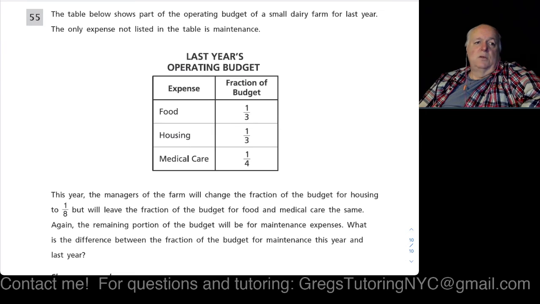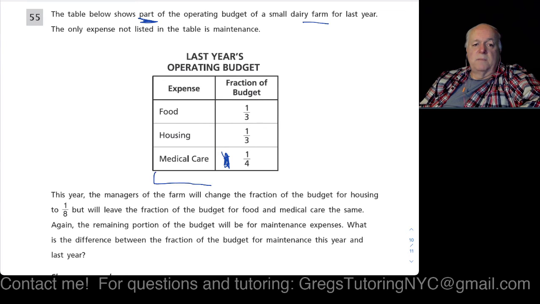And let's now look at the words. So it says the table below shows part. Okay, so remember I said there was a missing piece, right? That this maybe should have been a third, right? So there's a missing piece there of the operating budget of a small dairy farm. Okay, it was not a family from last year. The only expense not listed in the table is maintenance. So there's basically another thing here. I can just put maintenance. Okay, so I don't know if they're asking us to compute that. We don't know yet.